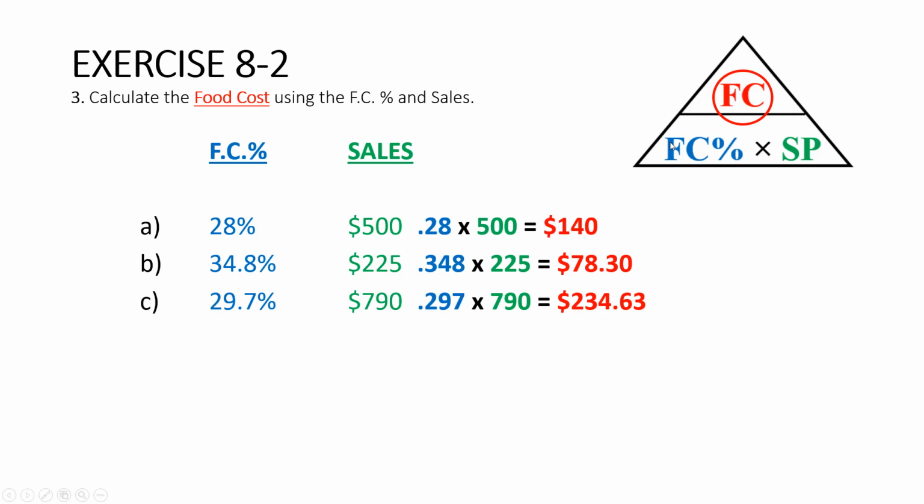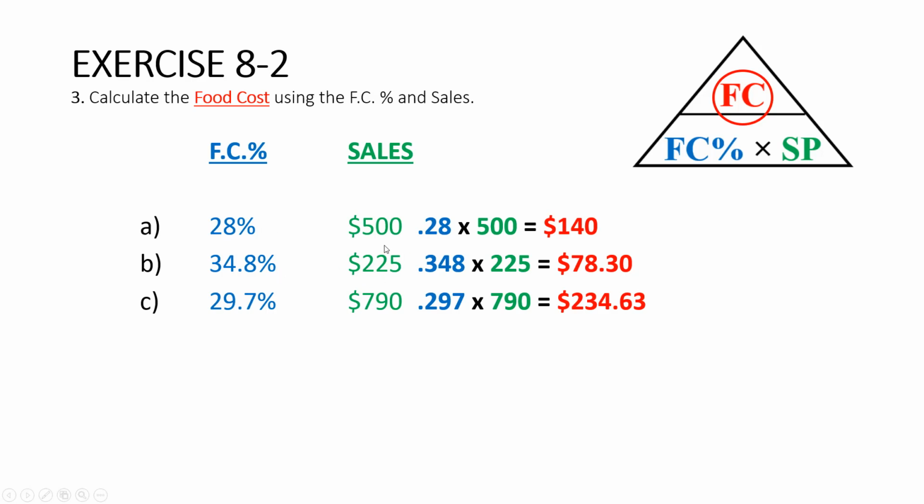And the last way we can use the pyramid, how do we figure out the food cost? To figure out the food cost, we must have the food cost percent and the sales price. They're at the bottom of the pyramid, they're beside each other, so we multiply these two numbers. So the food cost percent times our sales, decimal 28 times $500, we would have $140 to put together those menu items.